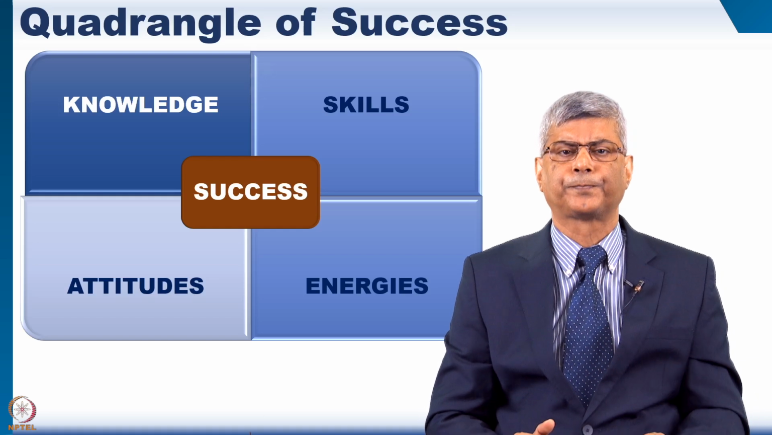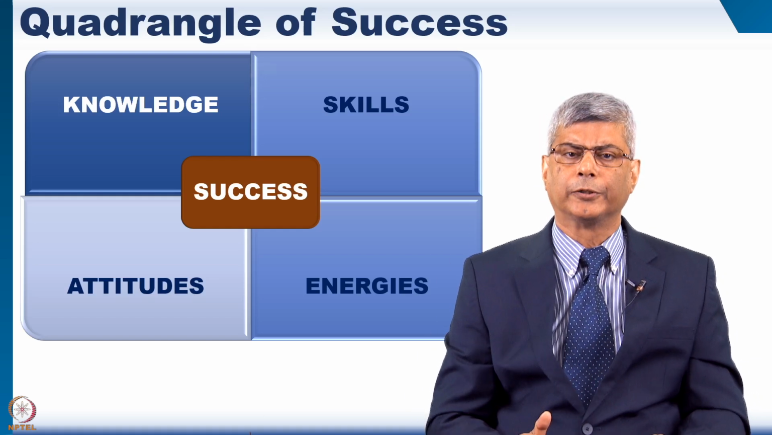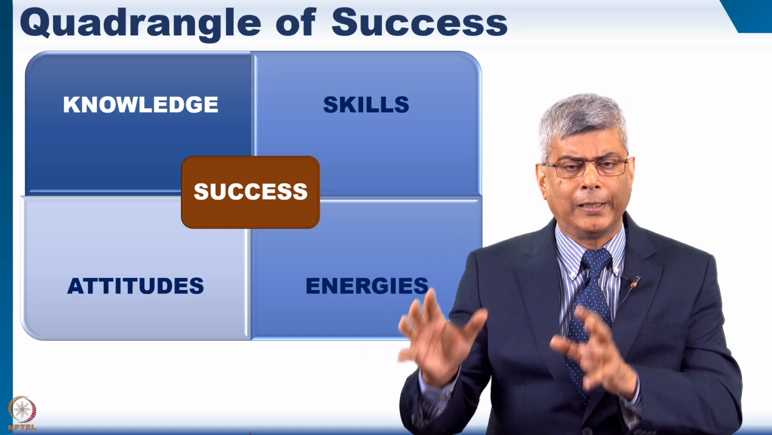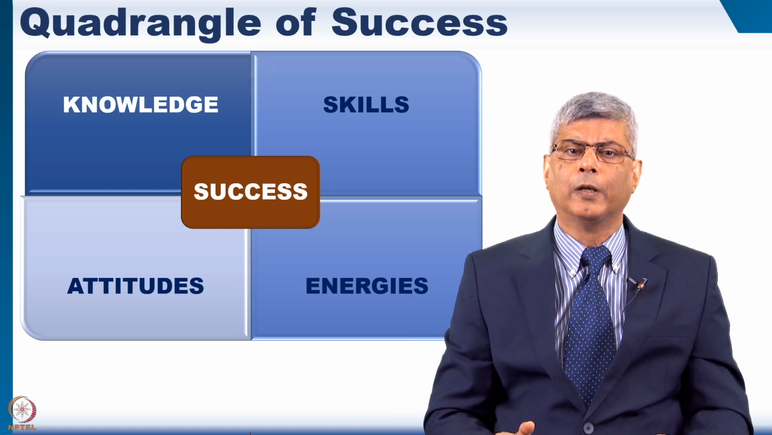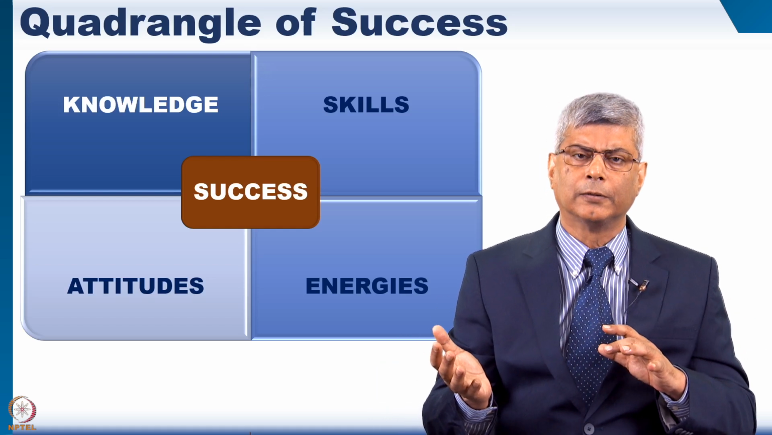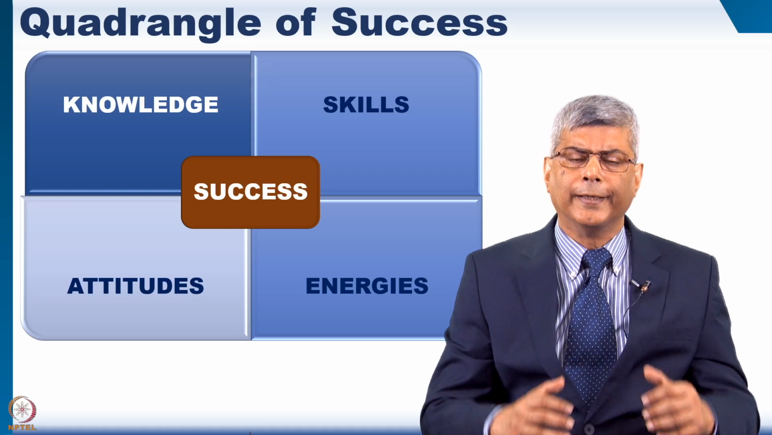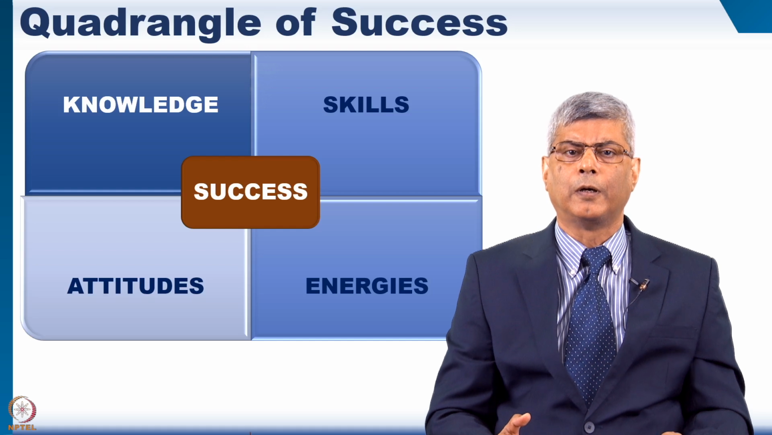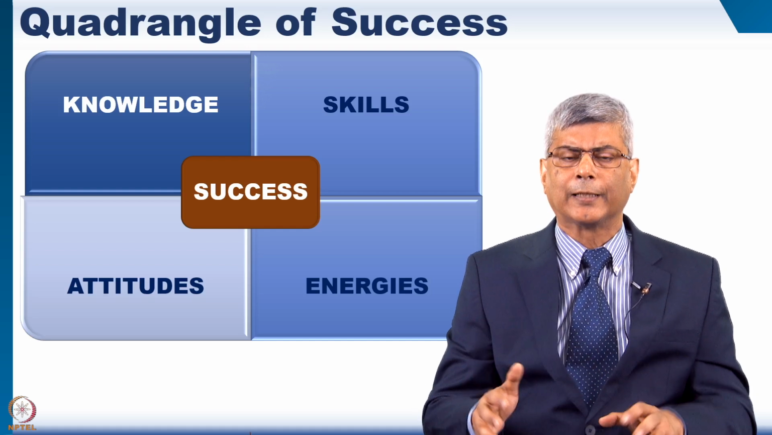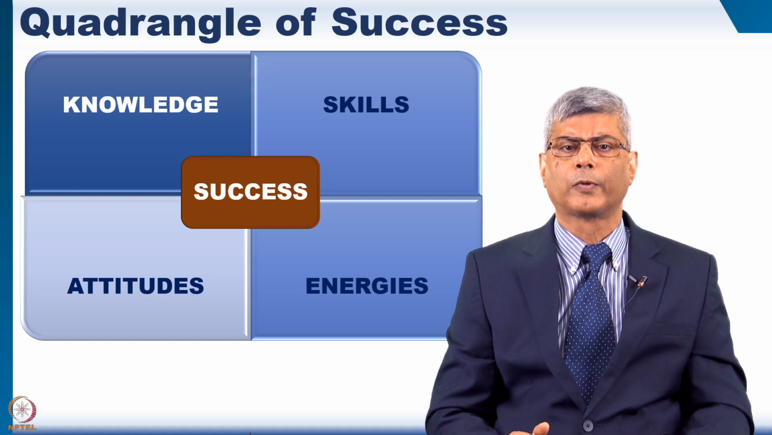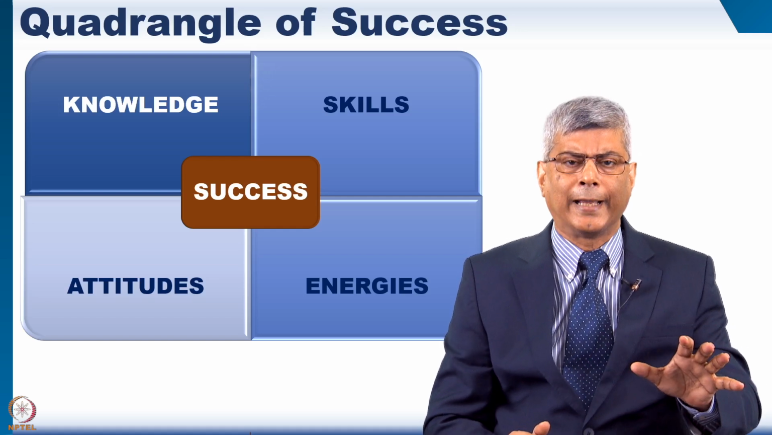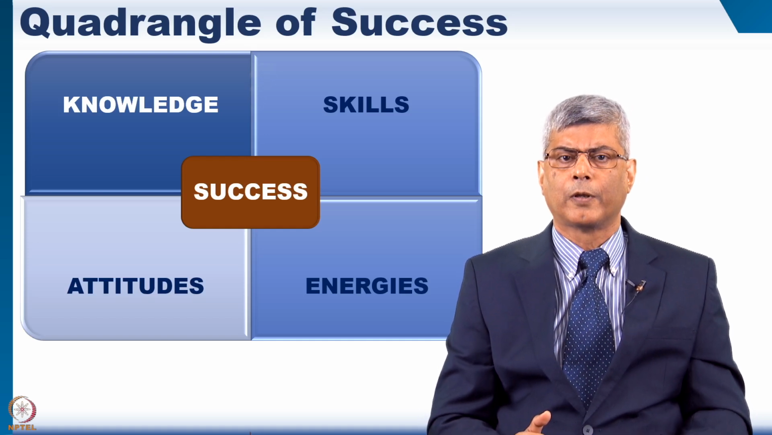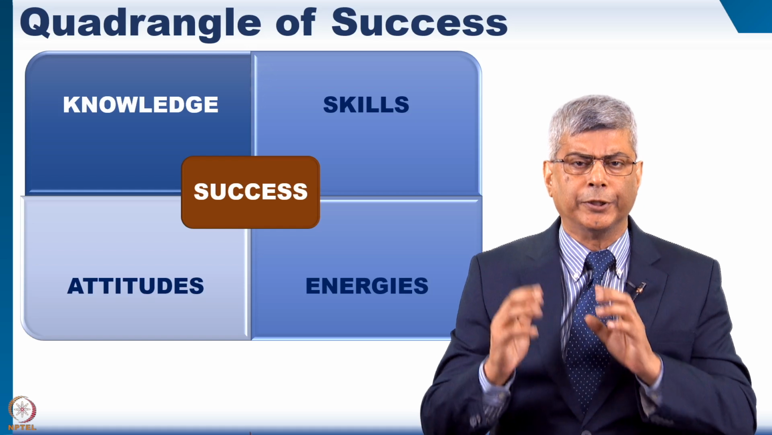So what are the 4 legs? The first is knowledge. The second is skills. I will give you some examples in a while, but the difference between knowledge and skills broadly is that knowledge is theoretical. It's in the mind. Skills is practical, something which you can do. Other 2 legs, one of them is called attitude. And the final one is called energies.